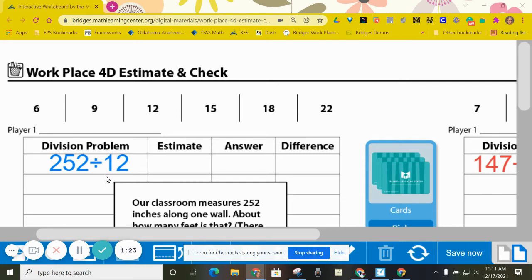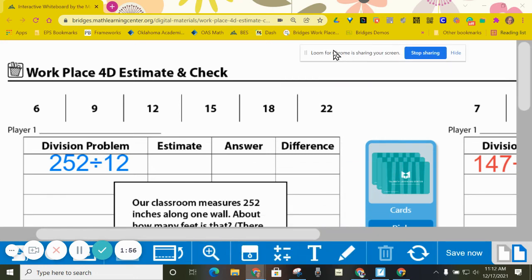So let me think about this. I know that if I double 12, I get 24. So I'm going to say that if I multiply this by 20, I would get 240. I think that's probably a pretty good estimate. I don't have a 20 up here. It's kind of halfway between the 18 and the 22. I'm going to have to make a decision on that. I'm going to guess it's the 22. And then I'm going to record that. So my estimate is 22. I'm going to put that right there.